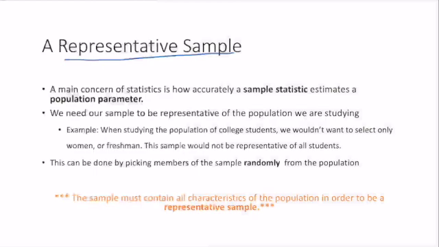So, for example, if we were studying students, we wouldn't want to select only women or freshmen, right? Because that sample would not be representative. Not all college students are women or freshmen. One way to pick a sample is to pick members randomly from the population.